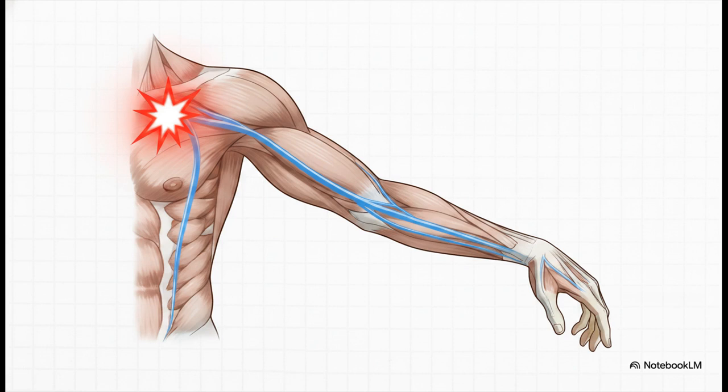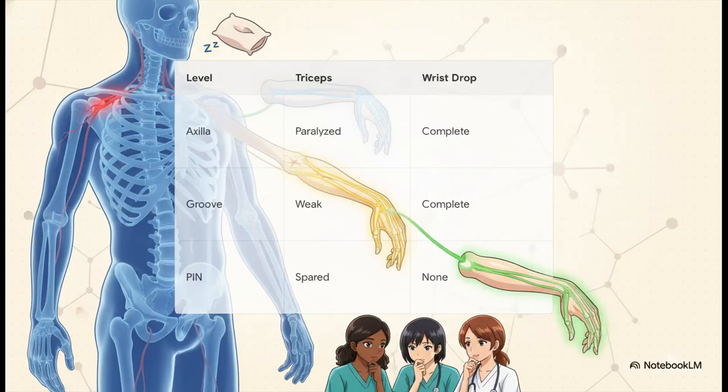A high-level radial nerve lesion right within the axilla destroys absolutely all downstream motor and sensory branches. This massive deficit manifests as a complete loss of triceps function, meaning a complete loss of elbow extension, along with full wrist drop and those extensive cutaneous sensory deficits. So an axilla injury, famously known as Saturday night palsy, paralyzes the triceps and causes severe wrist drop.